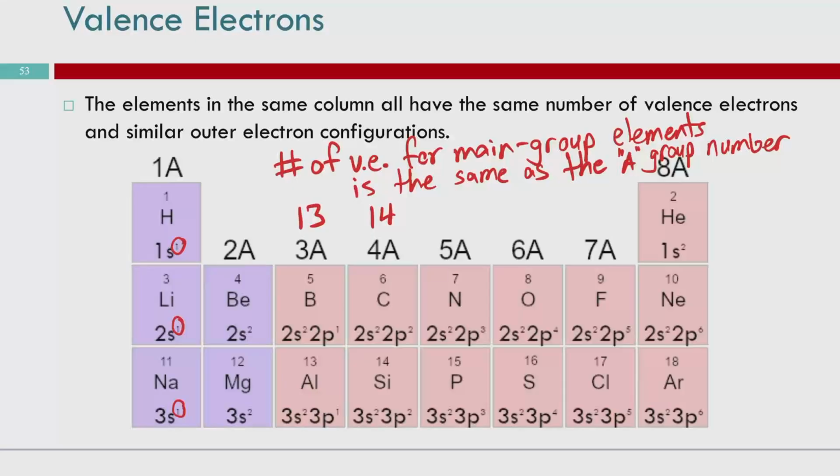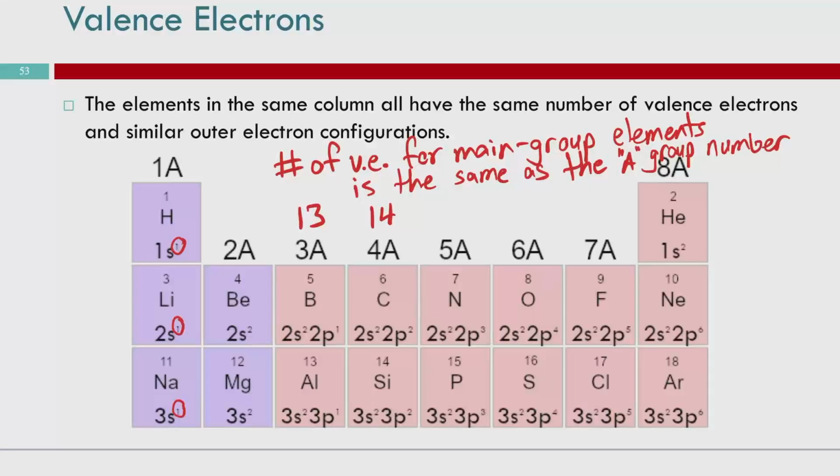So if somebody asks you how many valence electrons does arsenic have? AS. 5. It's got 5 because it's in 5A. What about iodine? 7. Iodine has 7 because it's in 7A. What about krypton? 8. Krypton has 8 because it's in 8A. And it's always going to be that way.